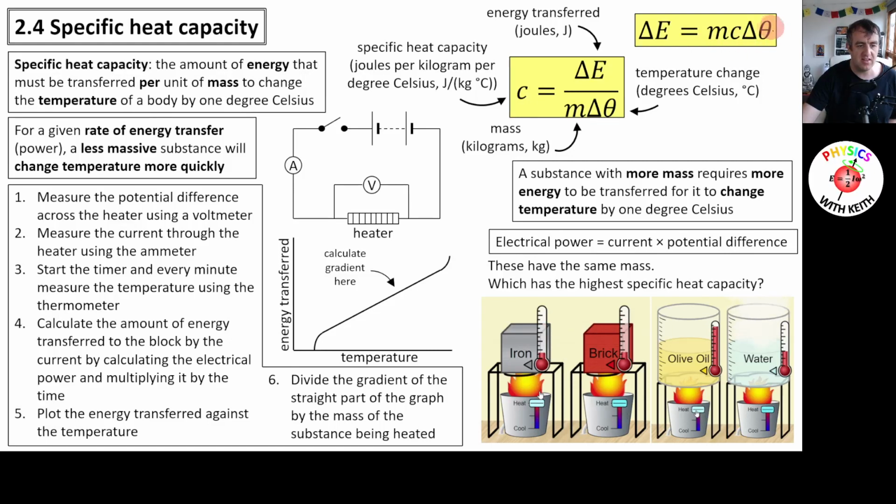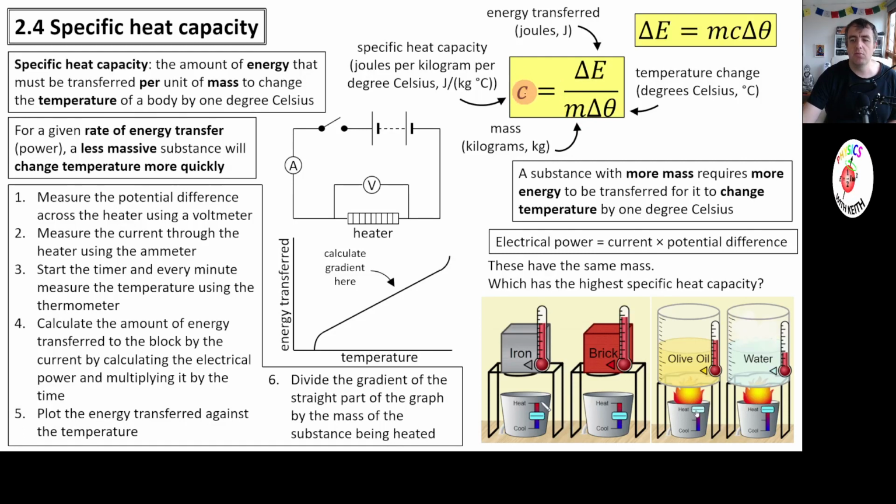That's the Greek letter theta there on the top right. It might not bother with the deltas, but this is the way I'd prefer to write it. Delta E equals mc delta theta. Now, if we rearrange that equation to make c the subject, it makes a little bit more sense. We can unpick what this equation means.